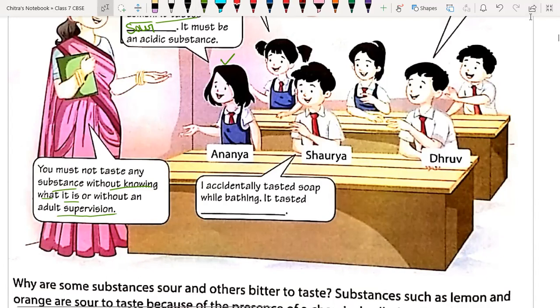One of the students, Soria, accidentally tasted the soap while bathing. It tastes bitter because it is a base. Yes, because it contains a base. During the preparation of soap, sodium hydroxide and potassium hydroxide are used, and they are nothing but bases.